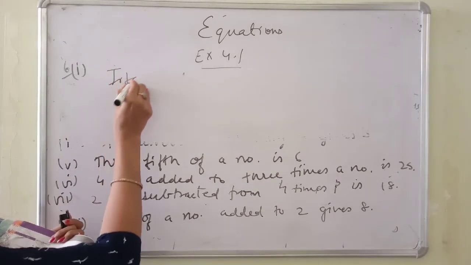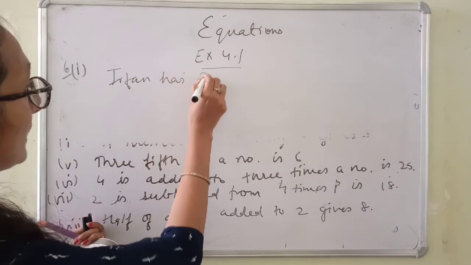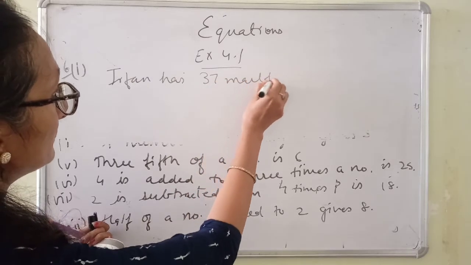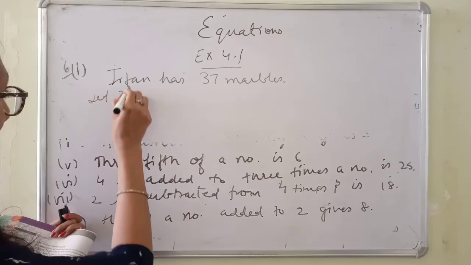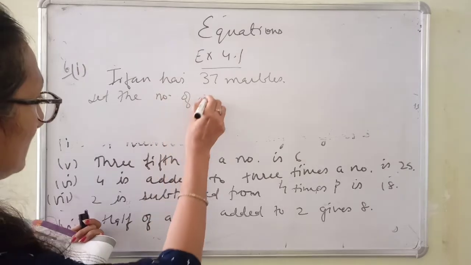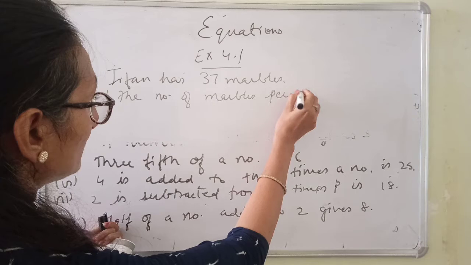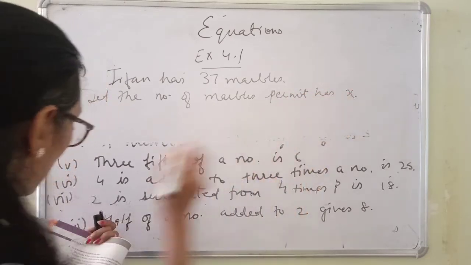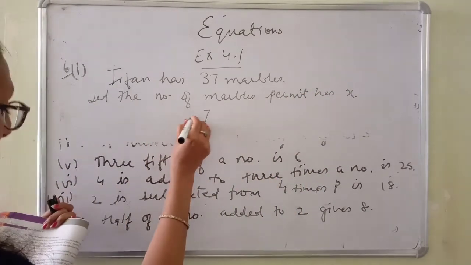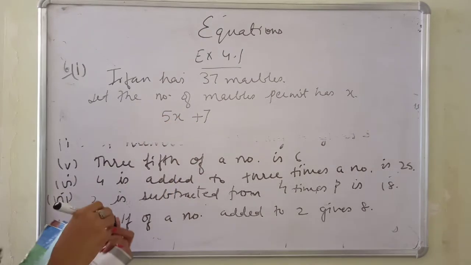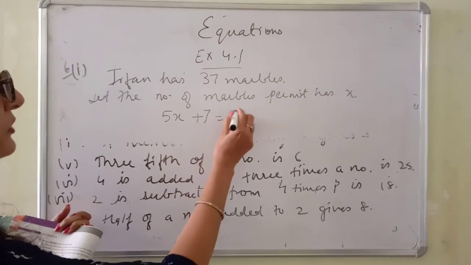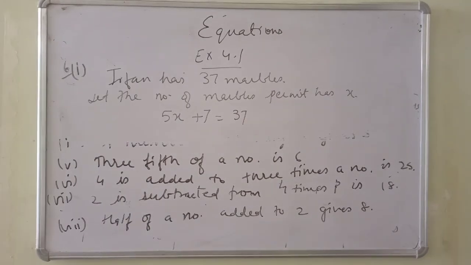Irfan के पास है, Irfan has 37 marbles. Let the number of marbles Parmeet has be x. So equation: 7 more, 7 ज़्यादा है किससे? 5 times the number of marbles Parmeet has, and this is equal to 37. This is the equation, and here only we have to form the equation. No need to solve. ठीक है? So we move to the next question.